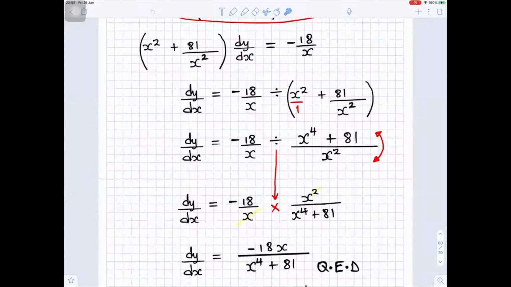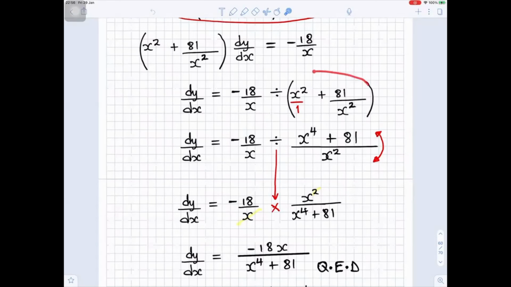And what we do next is, because it is times here, we take everything in the bracket to the right hand side and it becomes divide. Watch this again. Everything in the bracket goes to the right, it becomes divide. So it's minus 18 over x divided by x squared over 1 plus 81 over x squared. I put the 1 underneath because it makes it easier for you to see it's a fraction.